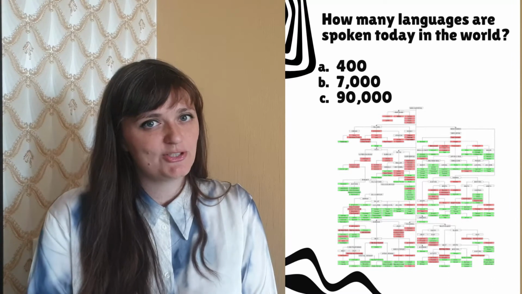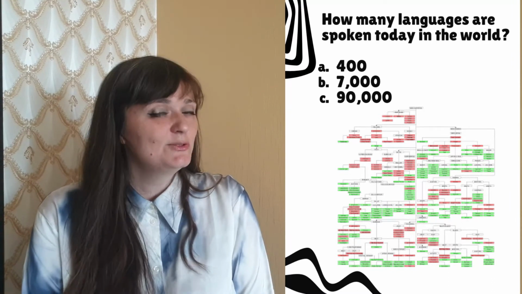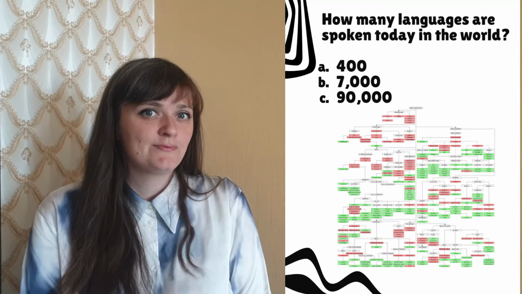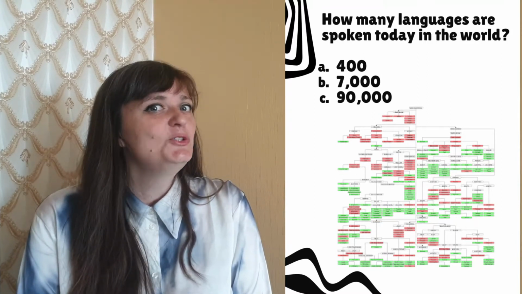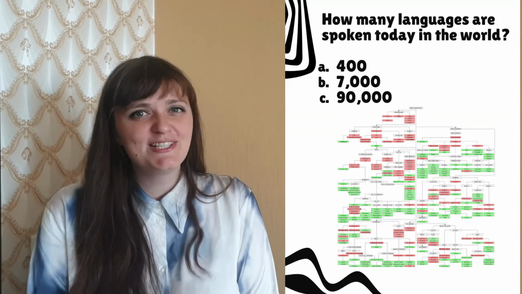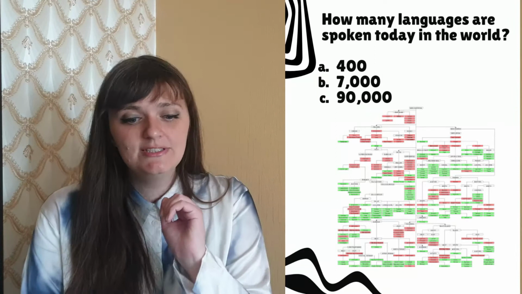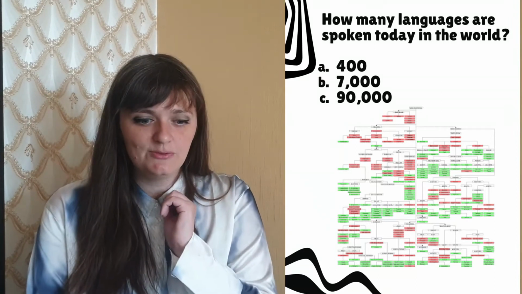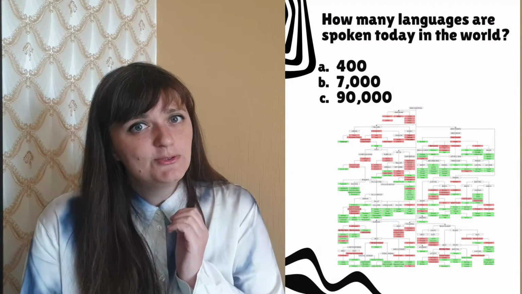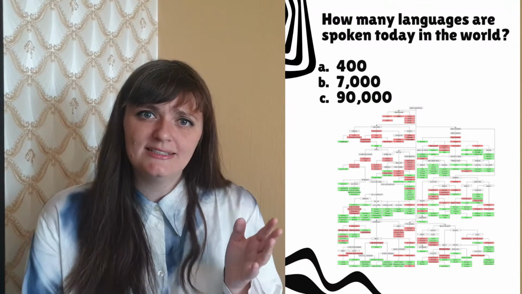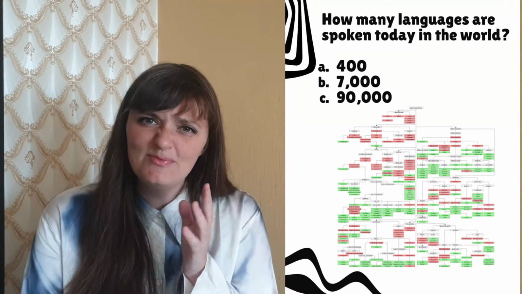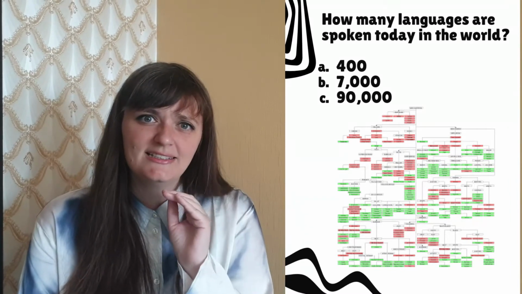Alright, my next question for you: how many languages are spoken in total in the world, do you think? If you think 400, you are wrong. If you think 90,000, you are just overestimating a bit. The answer is there are 7,000 different languages in the world. But if you have learned any languages, then you might have noticed that some languages are more similar than others.